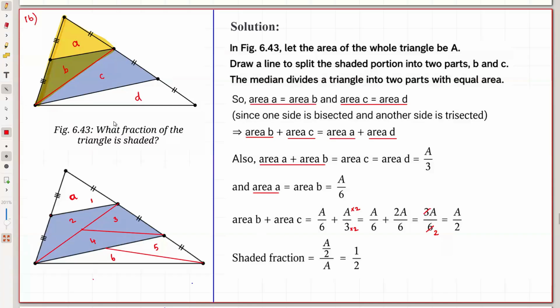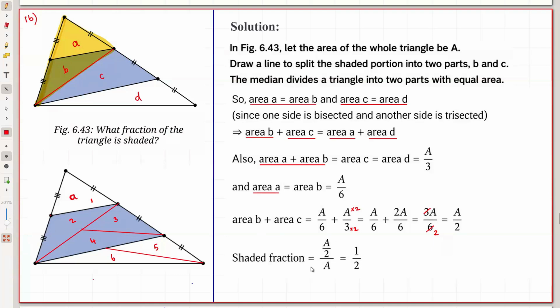Now, B plus C, we got it as A by 2. Now we have to find the shaded region. So the whole triangle is A. Out of A, how much portion is shaded? A by 2 portion is shaded.